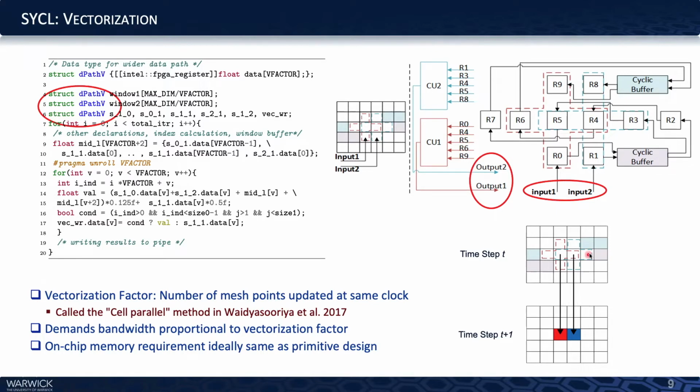In SYCL, we have to create a wider data path using a struct, which consists of a number of array elements. A pragma is used to vectorize the stencil computation. Here we do another optimization, separating off-chip memory operations and computations. This allows separate kernels for memory read access, stencil computation, and memory write access. Data moves from kernel to kernel through SYCL pipes and Intel extensions.